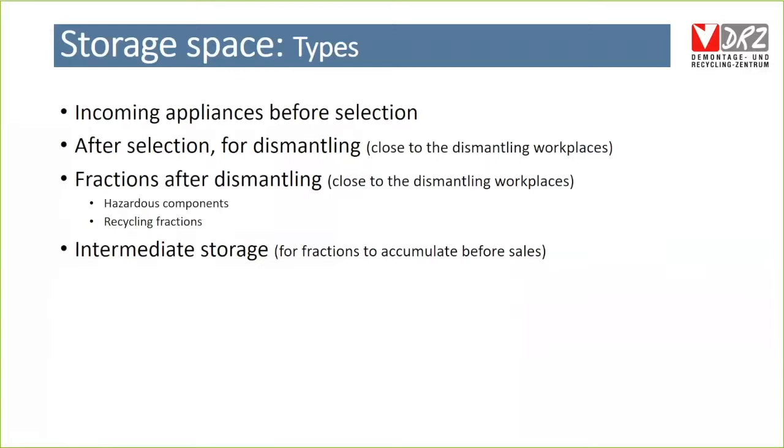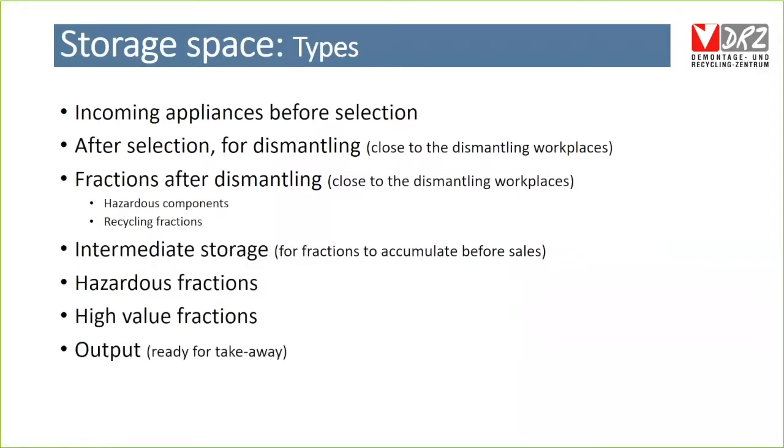You might need intermediate storage if you want to accumulate certain amounts of one material before selling it, because your downstream partner might ask for a certain critical mass of material. You have to store hazardous fractions before they're being taken away. High-value fractions might need a special lockable space. And then the output that is ready for takeaway, again, needs somewhere to be put. And it can be indoor, depending on what it is, and outdoor.